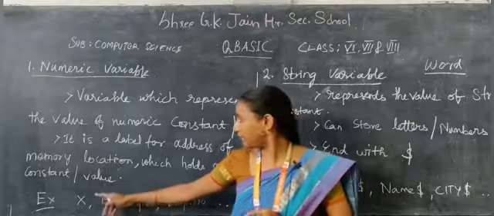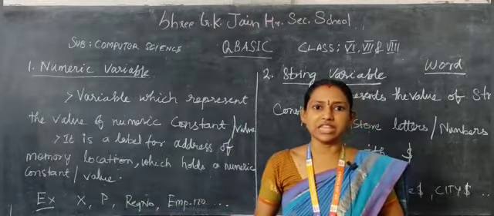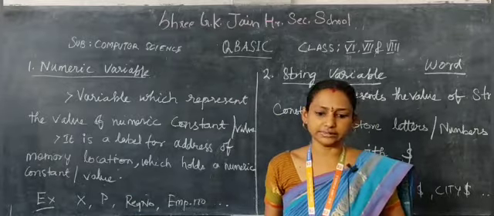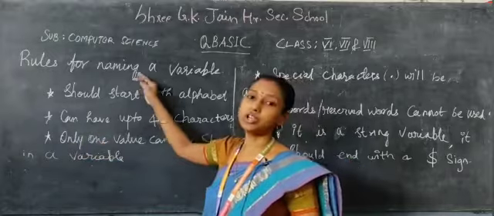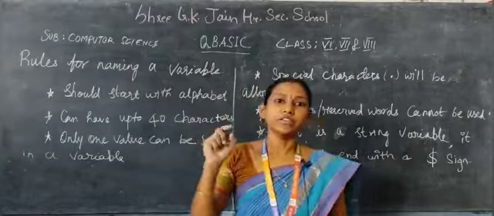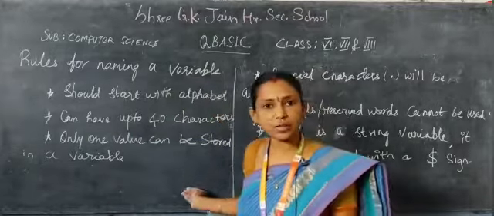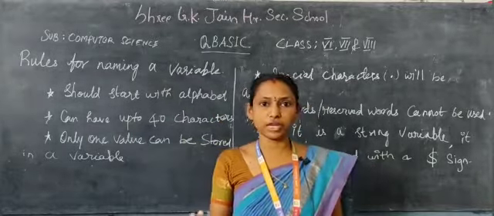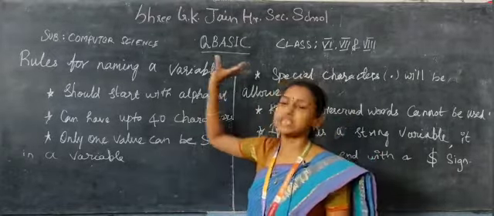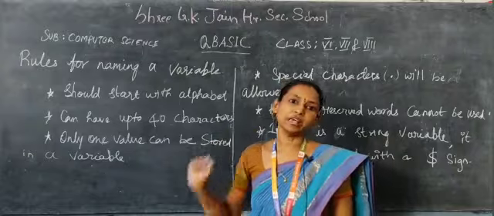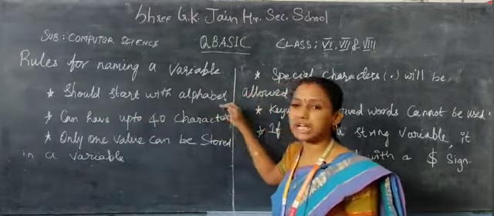Now we are going to discuss the rules of the variable name. When we are using a variable name, we need some rules to name a variable. We need to follow some rules in each and every language. Now we are going to discuss a few basic rules for naming a variable. See, first it should start with the alphabet.